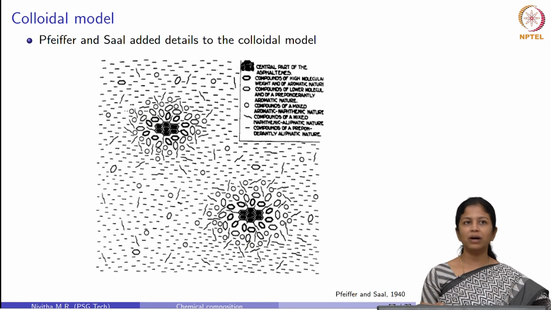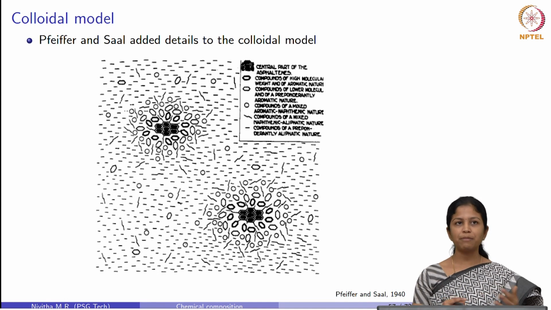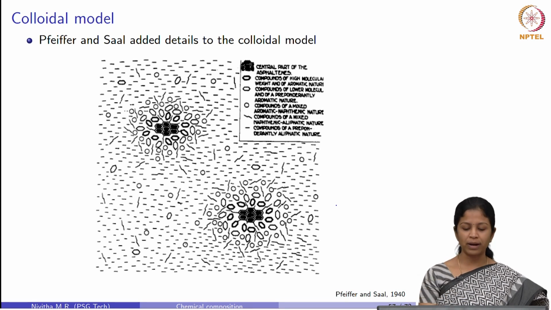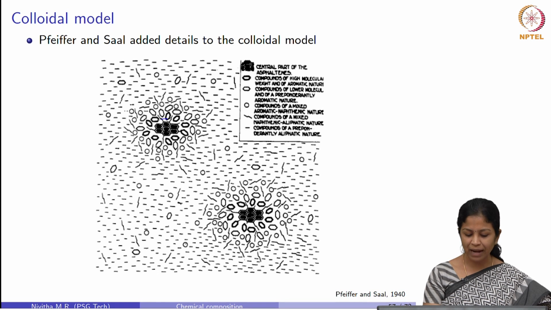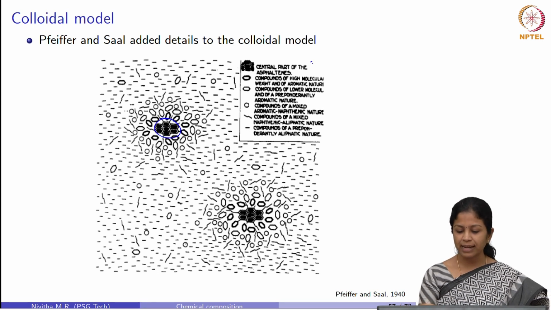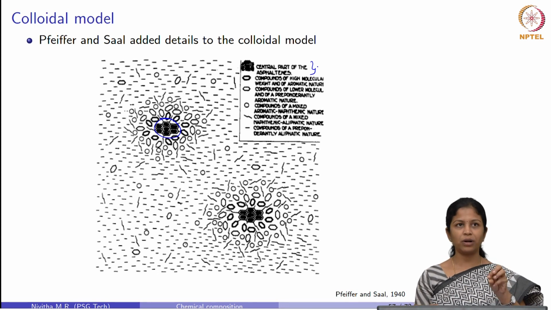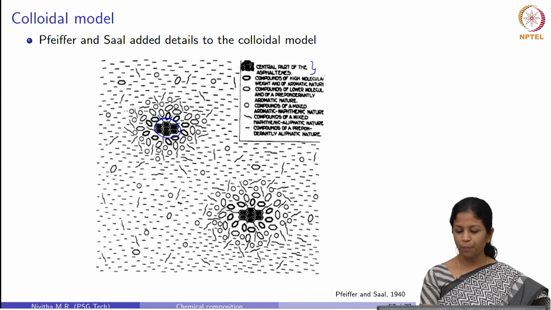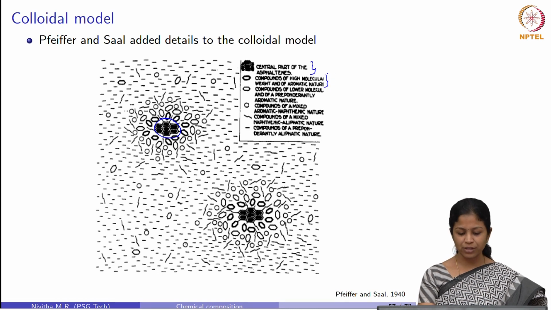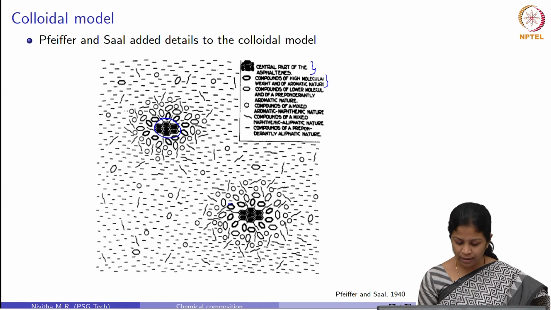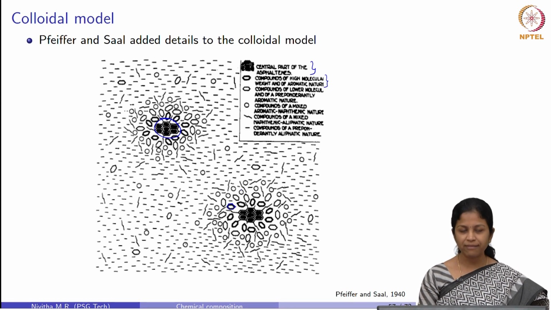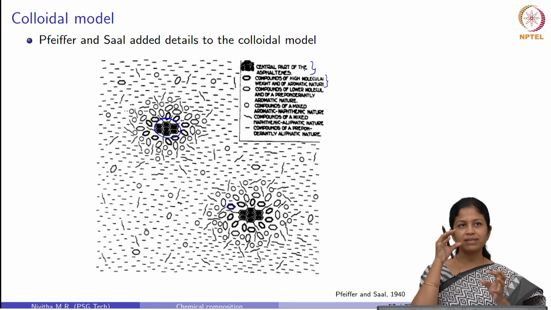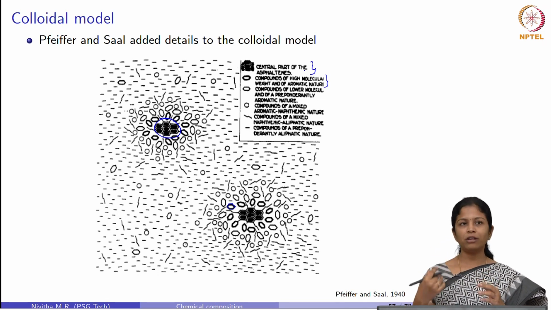Later, Pfeffer and Saul worked extensively on this colloidal model and proposed a hypothetical structure considering different fractions of bitumen. Let us look at them one by one. The filled black one forms the central part of the asphaltenes. This is the asphaltene agglomerated together, forming the central core, and it is surrounded by compounds of high molecular weight and aromatic nature. Here there is a hexagon with a dark outline. So, we have a central core of asphaltene surrounded by high molecular weight compounds.